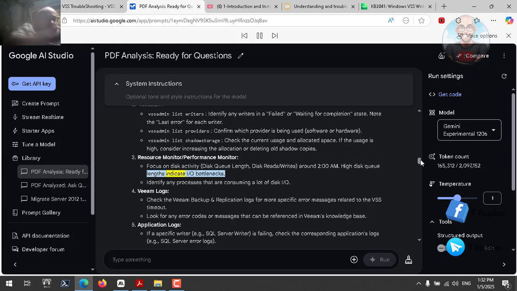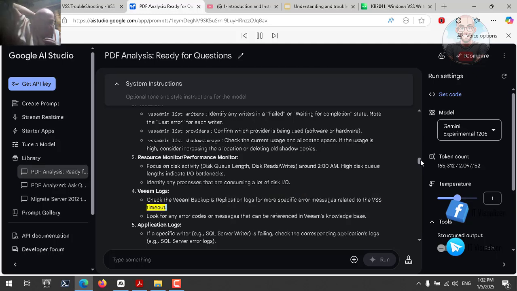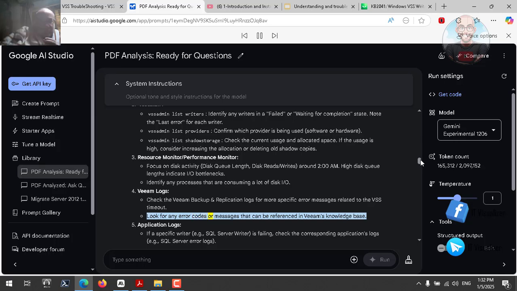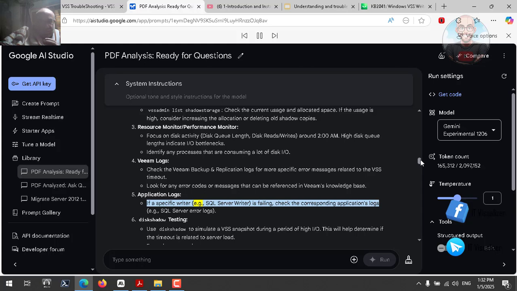High disk queue lengths indicate I/O bottlenecks. Identify any processes that are consuming a lot of disk I/O. Veeam logs: check the Veeam Backup and Replication logs for more specific error messages related to the VSS timeout. Look for any error codes or messages that can be referenced in Veeam's knowledge base. Application logs: if a specific writer, e.g., SQL Server writer, is failing, check the corresponding application's logs, e.g., SQL Server error logs.